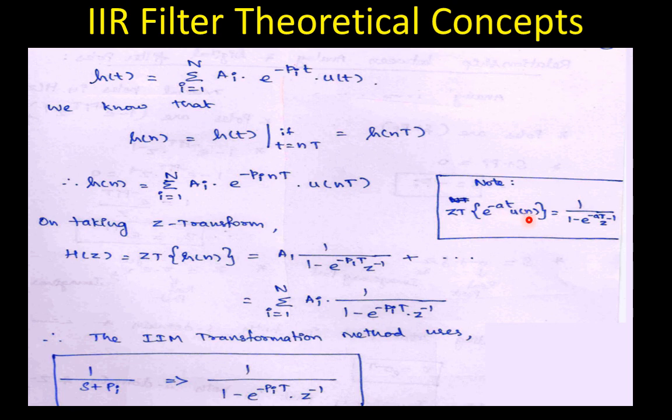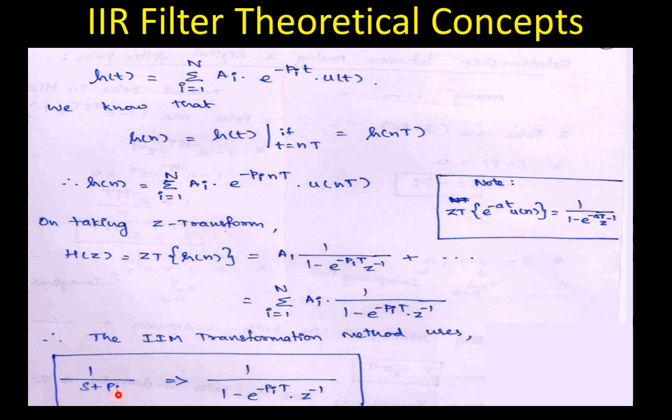e power minus at into u of n after Z transform can be replaced with the formula 1 divided by 1 minus e power minus at into z power minus 1. So here we have h of n in the format e power minus at into u of n, and if we take Z transform for this, you can replace this format into this format, and this is the end of this derivation.